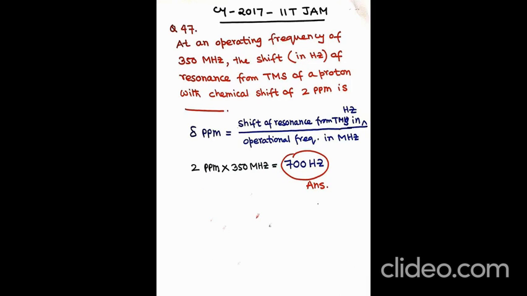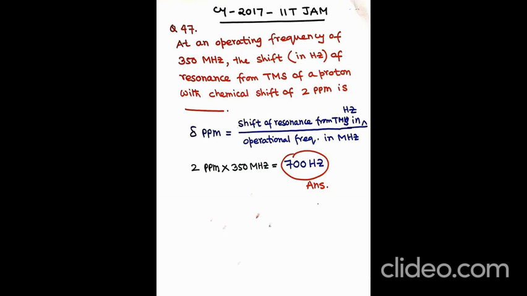Now let us discuss one more numerical, question number 47, which appeared in the same year 2017. At an operational frequency of 350 MHz, the shift in Hertz of resonance from TMS of a proton with chemical shift of 2 ppm is. Now this question is a memory based question.